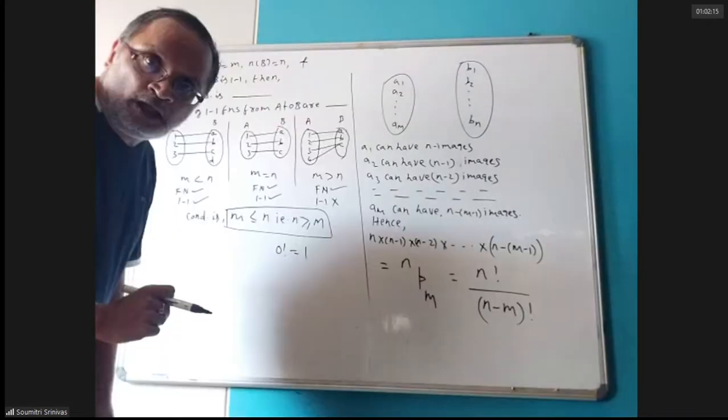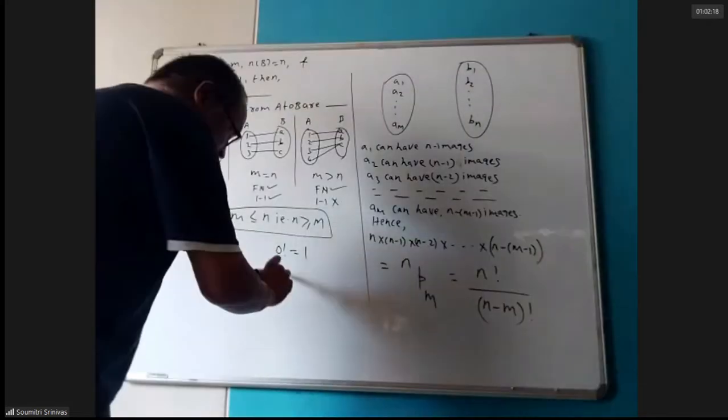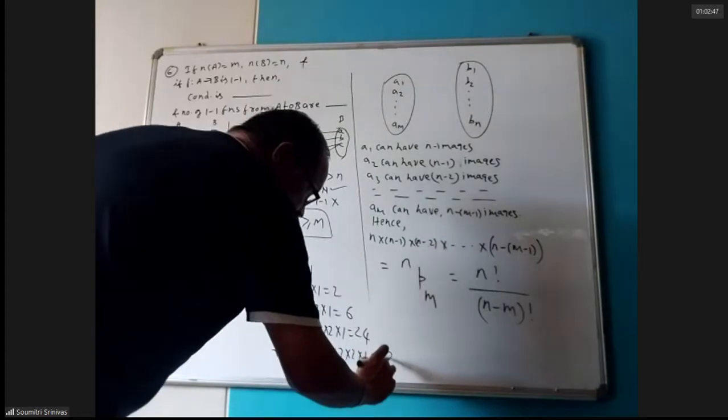1 factorial is 1. 2 factorial stands for 2 into 1, which is 2. 3 factorial stands for 3 into 2 into 1, which is 6. 4 factorial stands for 4 into 3 into 2 into 1, which is 24. 5 factorial stands for 5 into 4 into 3 into 2 into 1, which is 120, and so on. nPm stands for n factorial by n minus m factorial. Right?